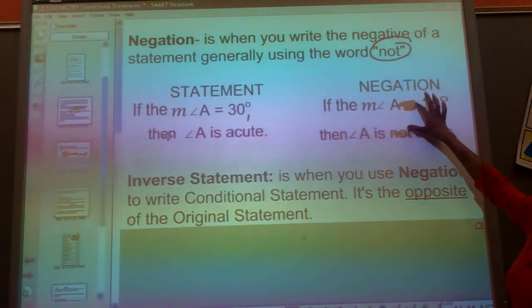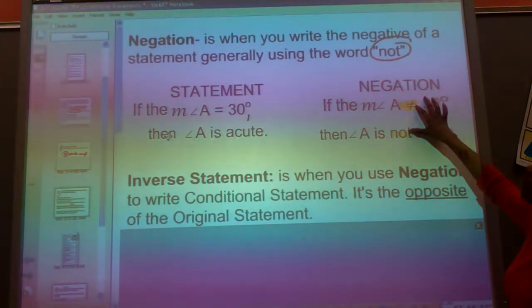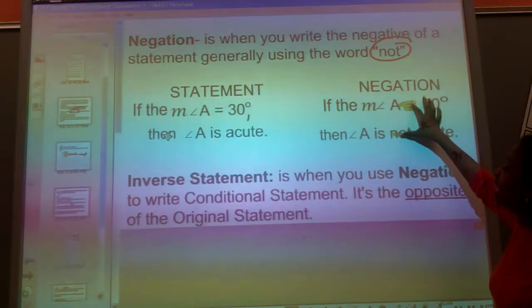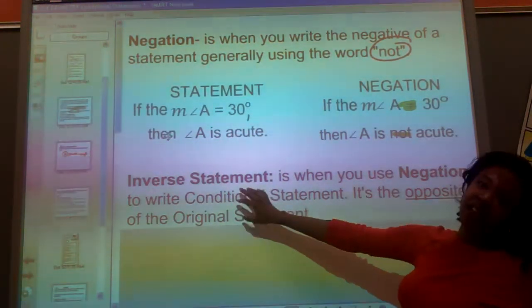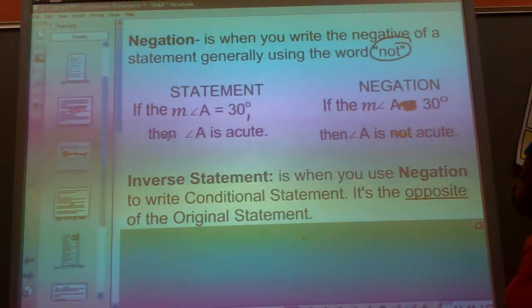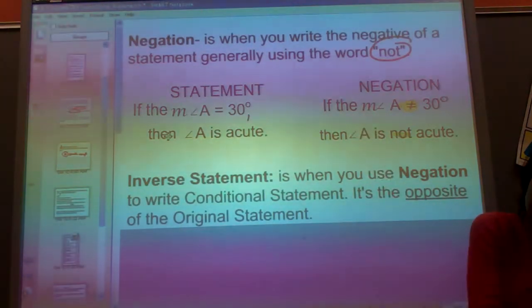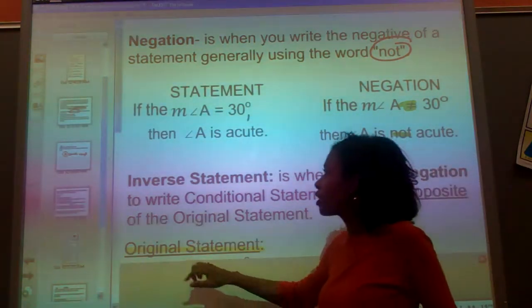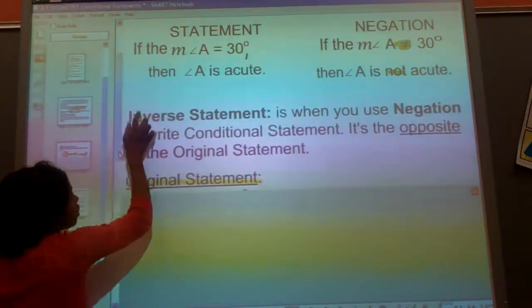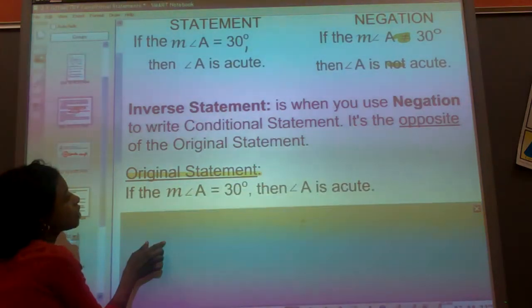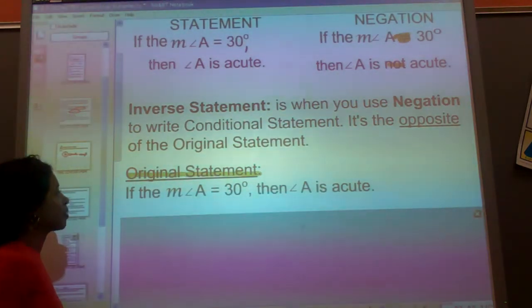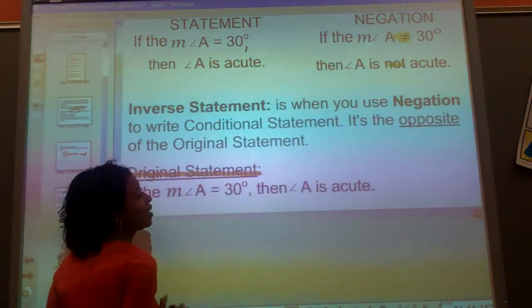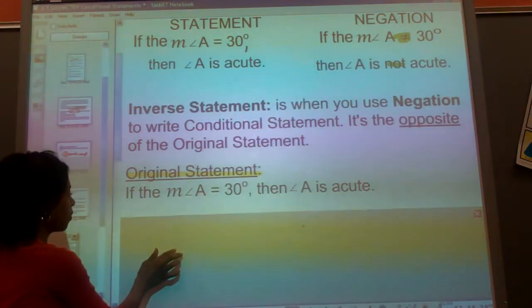So now when I use the word not, I don't call it negation. It is negation, that's what you're doing, you're negating it. But when I use the word not, I now call that an inverse statement. And it's going to be opposite of the original statement that you have. For example, going back to my measure of angle A. If this is my original statement, it will read, if the measure of angle A is 30 degrees, then angle A is acute. That's original.